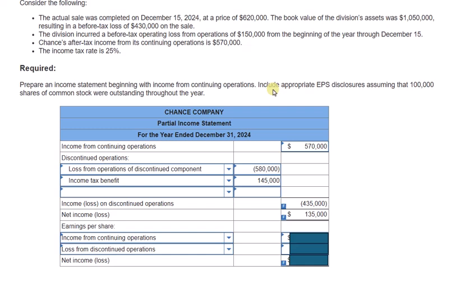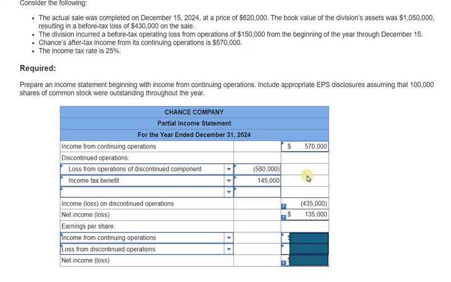Okay, so next we get to the earnings per share portion, and here's what it says. Include appropriate earnings per share disclosures, assuming that 100,000 shares of common stock were outstanding throughout the year. So we need to show what the income was from continuing operations on an earnings per share basis, as well as what was the loss or the earnings per share from based on discontinued operations.